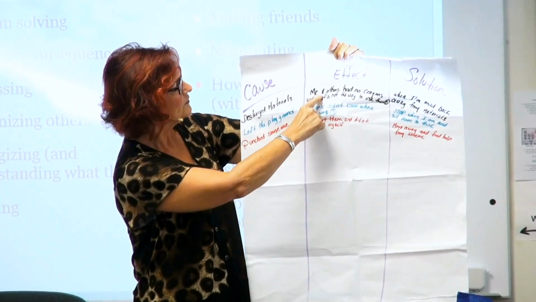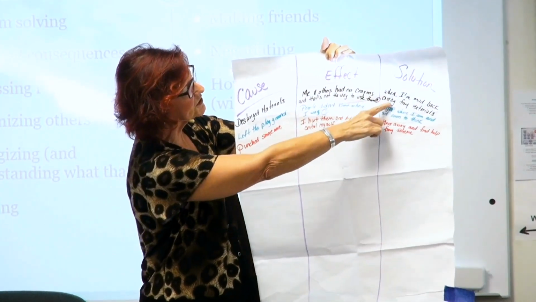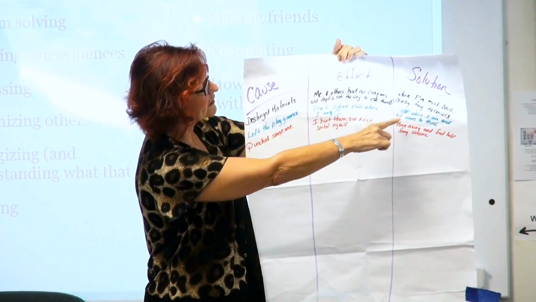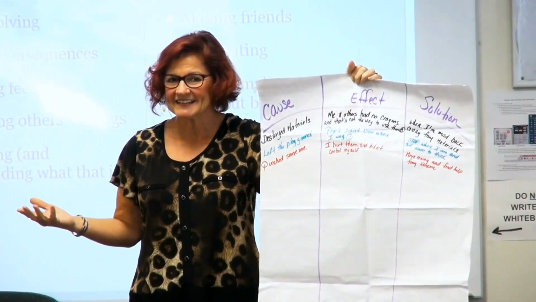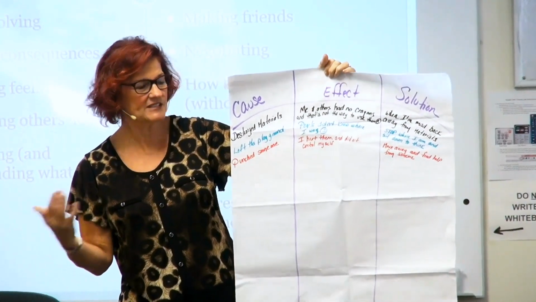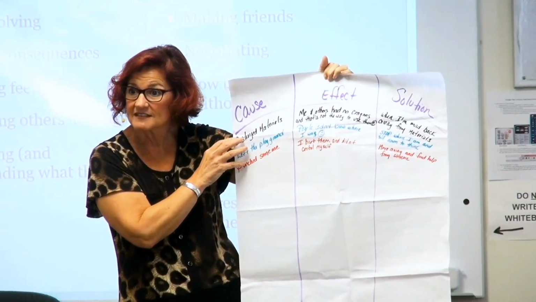What was the effect? Well, myself and others had no crayons, and that's not the way to use them. The solution, when I'm mad, I back away from the materials. How clear is that? That's called problem solving. That's called cause and effect, knowing what the consequences are of my actions.